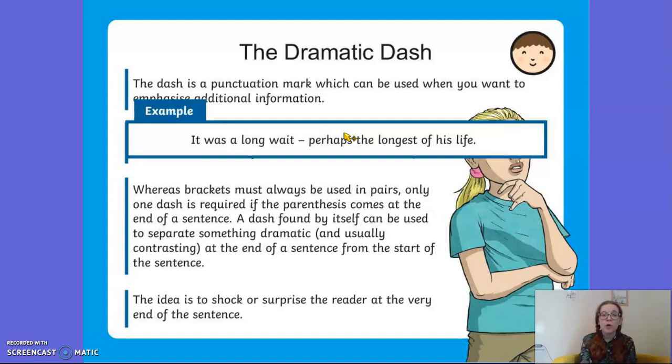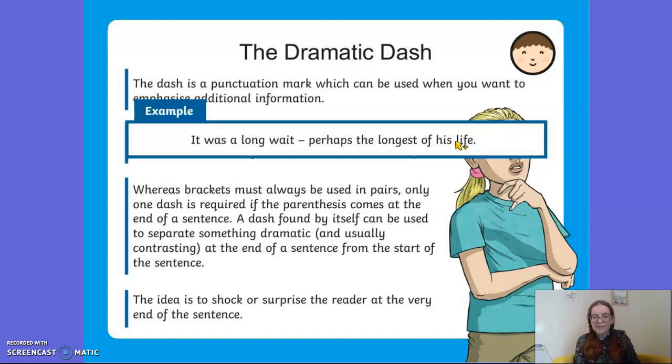So: it was a long wait, dash, perhaps the longest of his life. So not only was it a long wait, it was the longest wait he's ever done. And I've used a dramatic dash here to show that, and I've only used one.